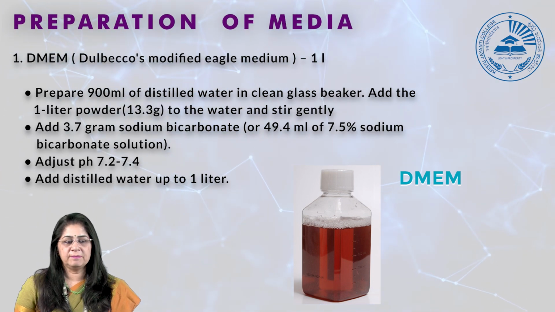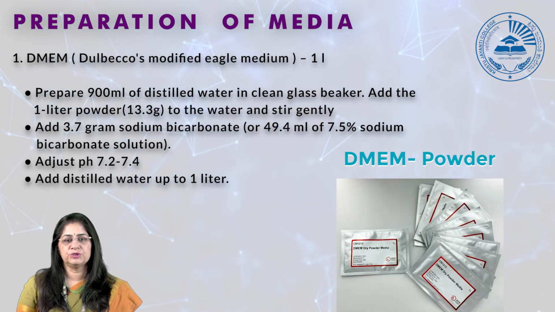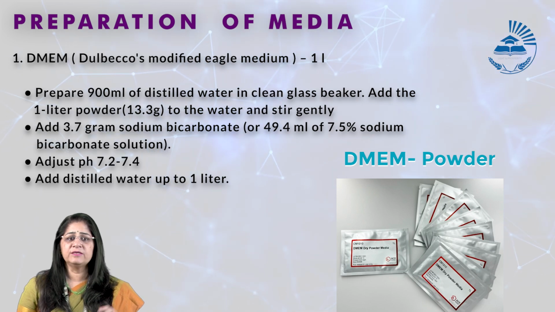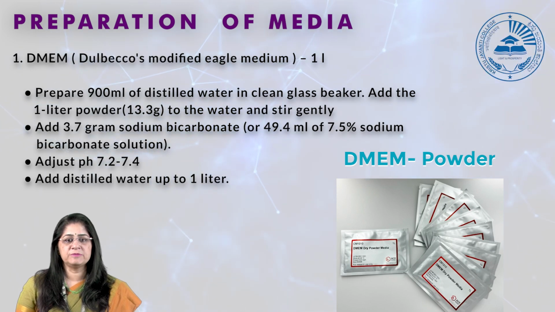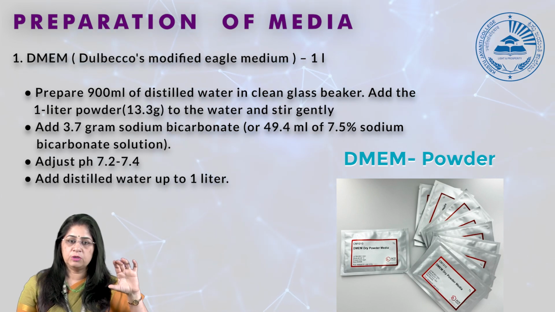If you are buying the powder, you have to prepare 900 ml of distilled water. It is usually better to go for WFI water. Add the 1 liter powder, 13.3 grams, to the water. Always refer to the bottle and check what is written on it.